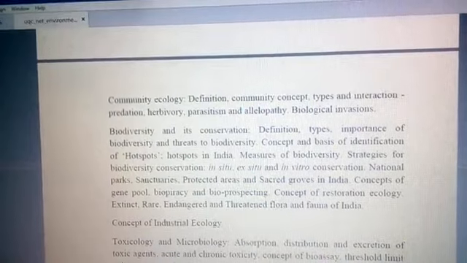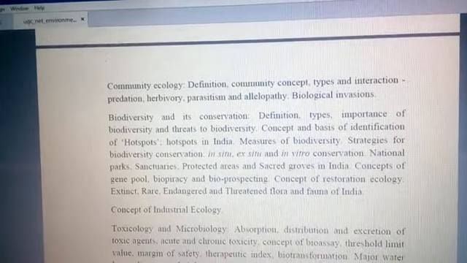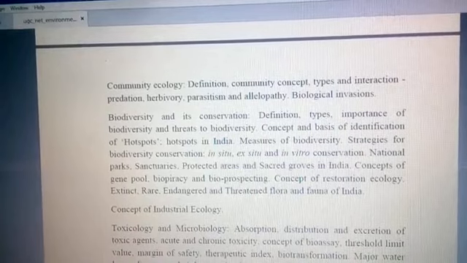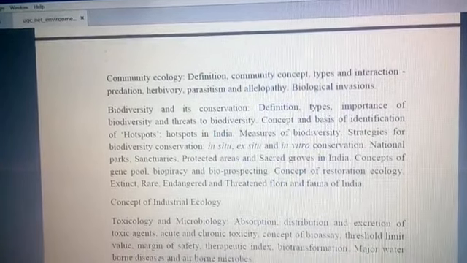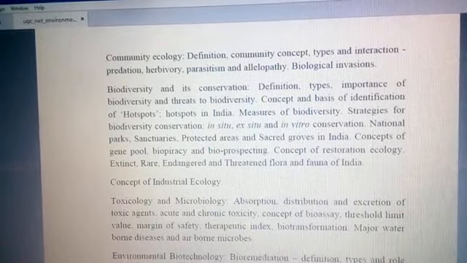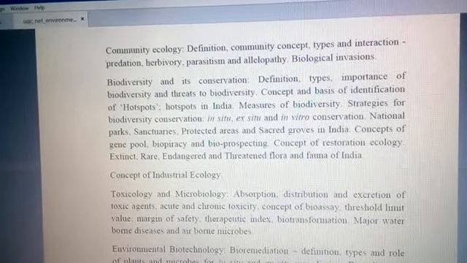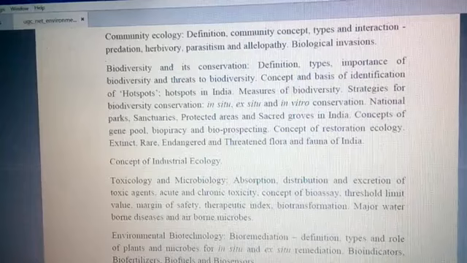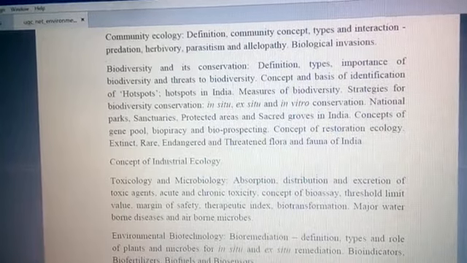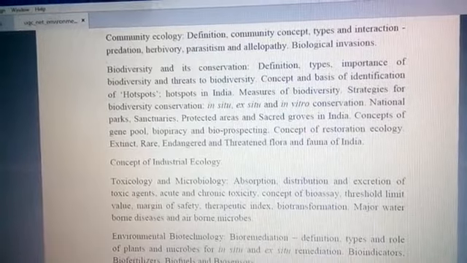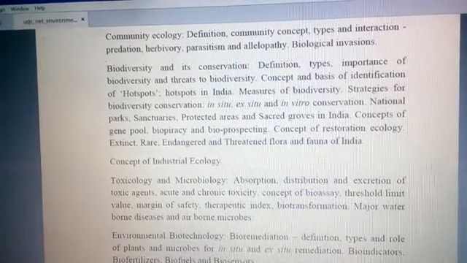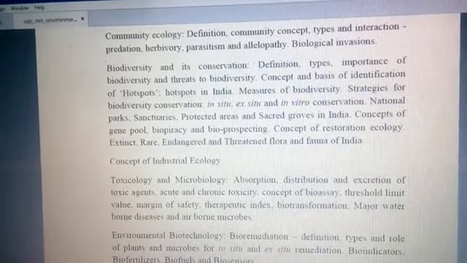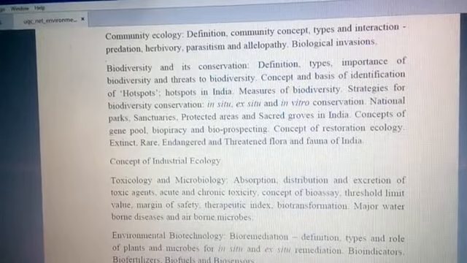Concept of industrial ecology, toxicology and microbiology, absorption, distribution, excretion of toxic agents, acute and chronic toxicity, and the concept of bioassay, threshold limit value, margin of safety, therapeutic index, biotransformation, major waterborne diseases and airborne microbes. And the environmental biotechnology, in this unit: bioremediation, definitions, types and the role of plants and microbes in in situ and ex situ remediations. And next is the bioindicators.